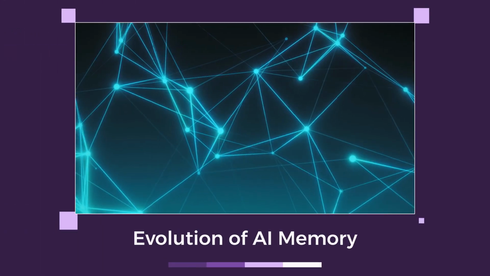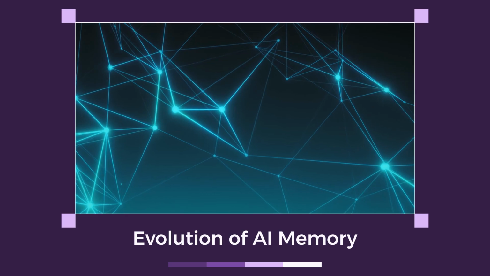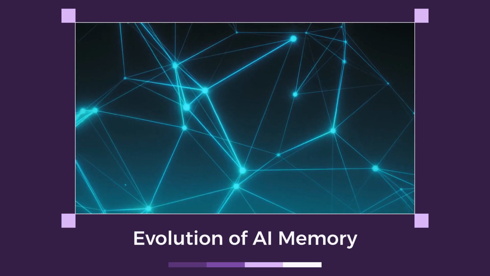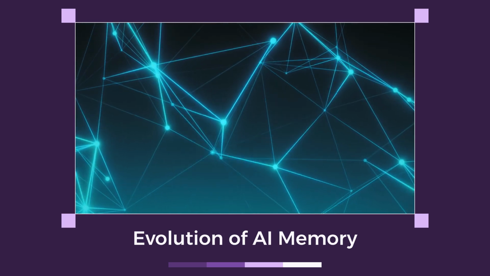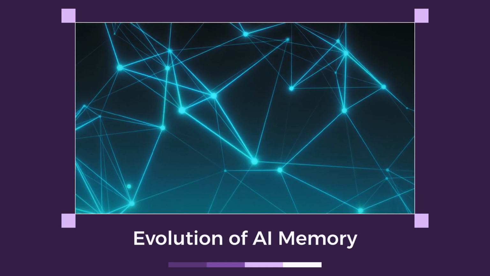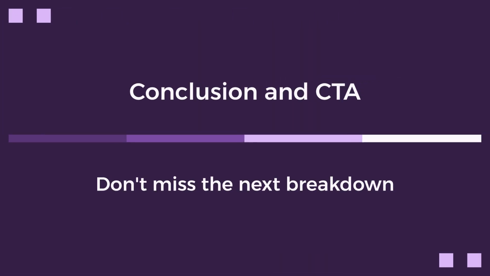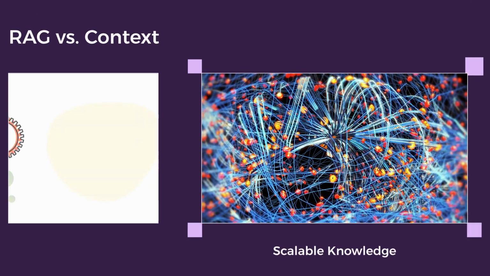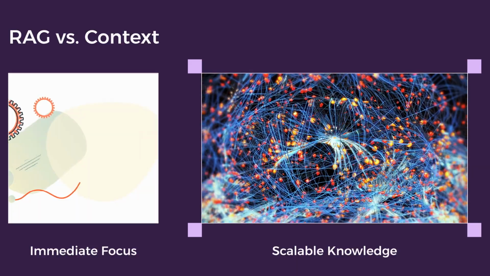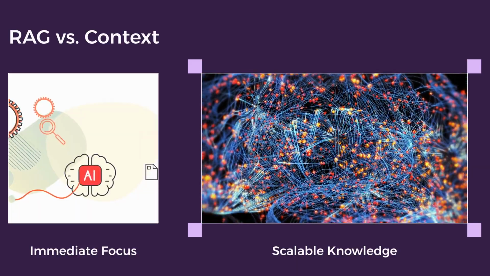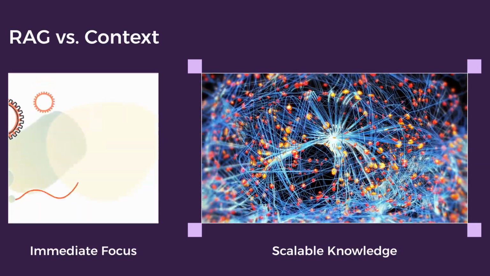The race is on to make AI memory cheaper, faster, and more robust. Expect continuous innovation in both hardware efficiency for context and retrieval accuracy for RAG systems. Ultimately, RAG and long context are two sides of the same coin, each essential for unlocking the next generation of truly intelligent large language models. Remember, context is the immediate, expensive, short-term focus, while RAG is the scalable, cost-effective long-term library.